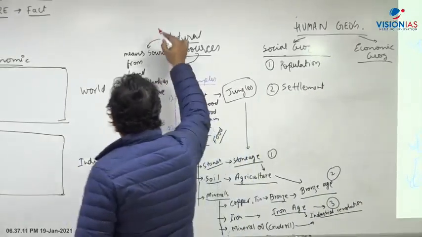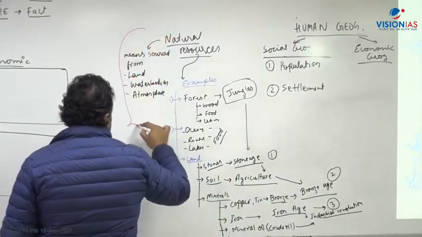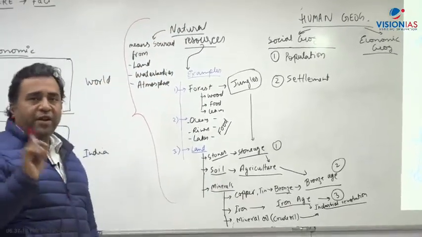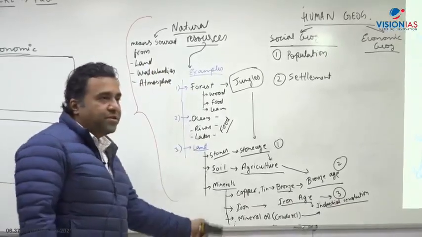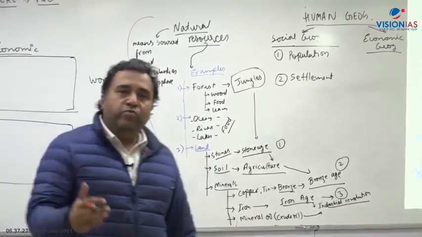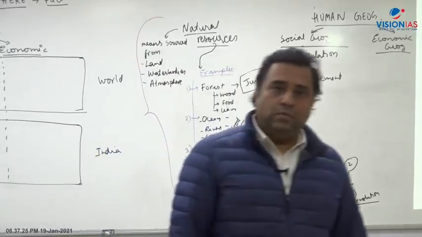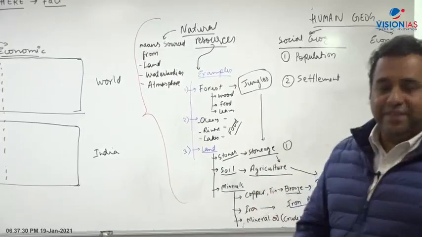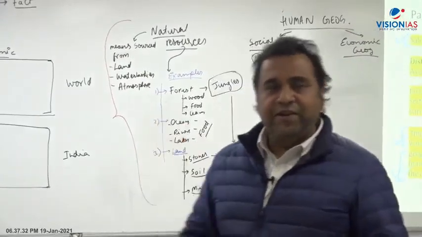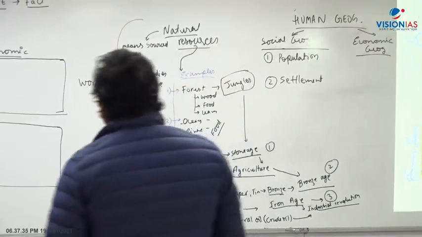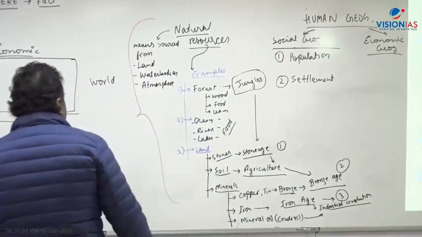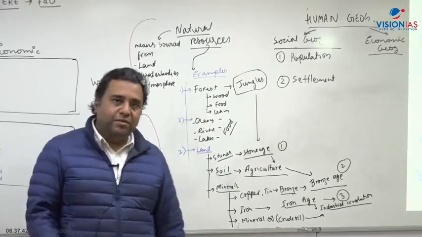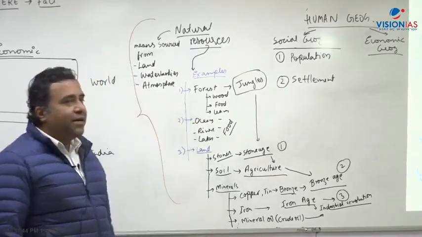If I have to conclude in one line, what did all these natural resources do? They helped human beings grow. Grow means evolve, develop. Not growing physically, as in a child becoming bigger, that is a natural biological process. But this growth means growth of civilizations. So all these natural resources helped us grow.